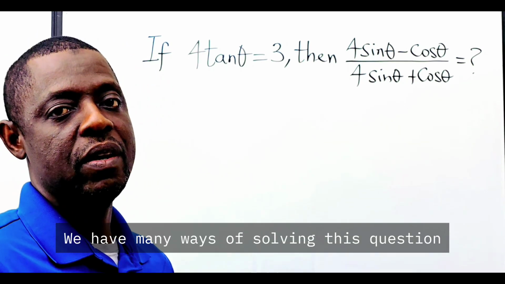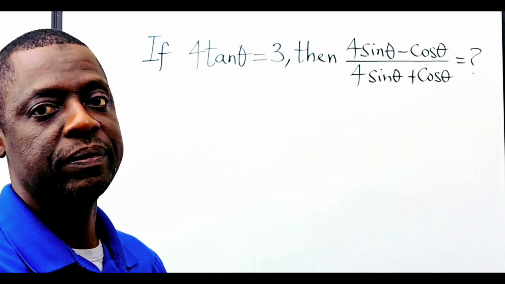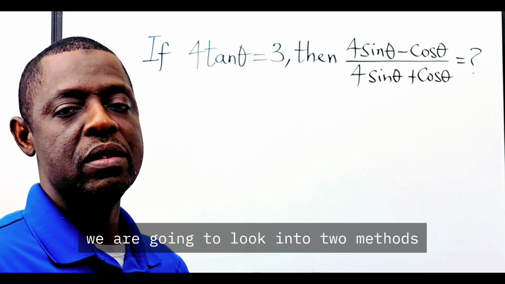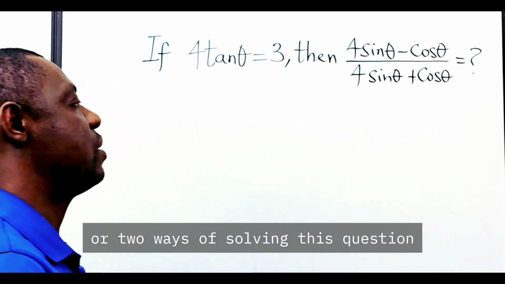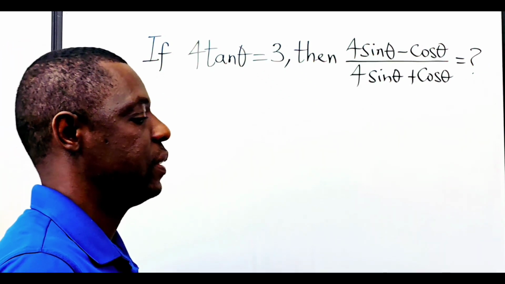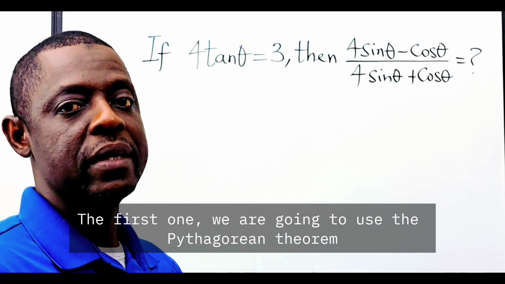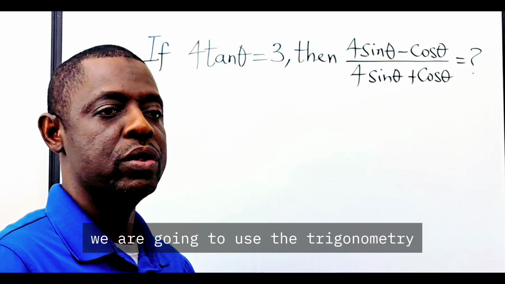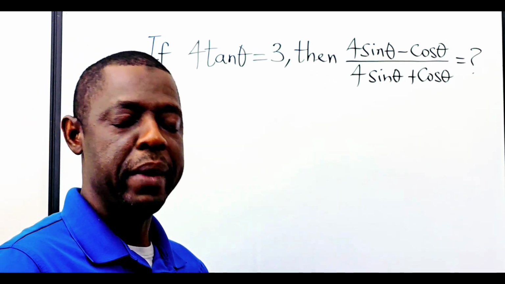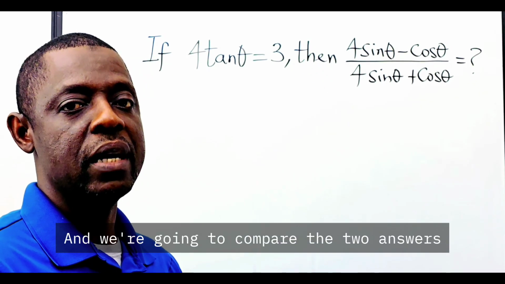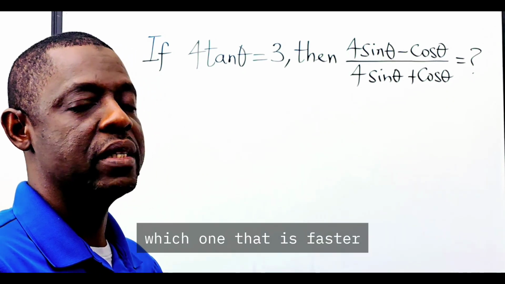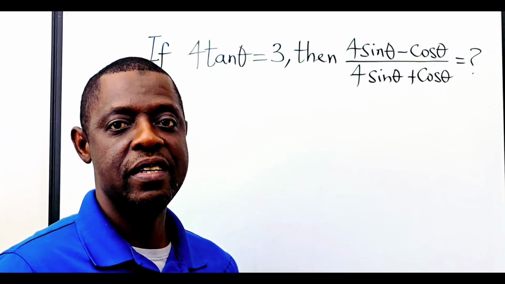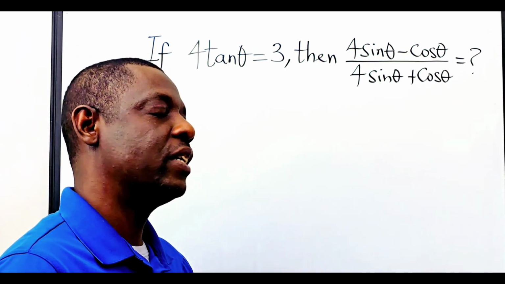We have many ways of solving this question, but today we are going to look into two methods. The first one, we are going to use the Pythagorean theorem. The second one, we are going to use the trigonometric method, and we're going to compare the two answers and look at which one is faster. There are many ways in which you can skin a cat, but let's look into these two.